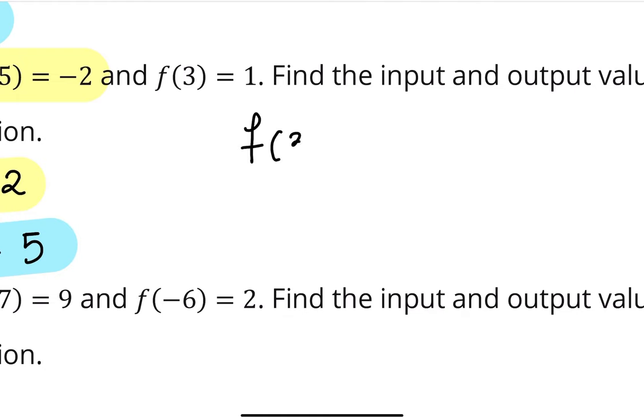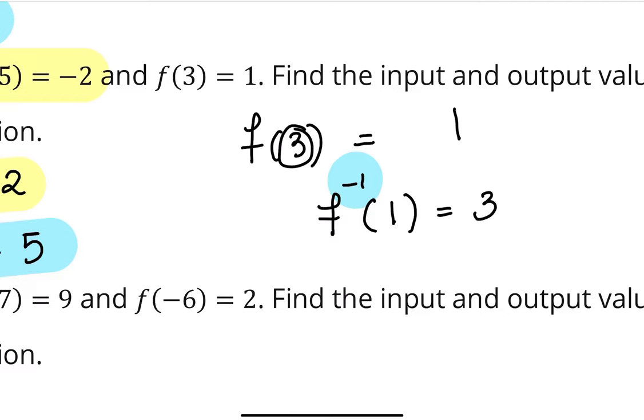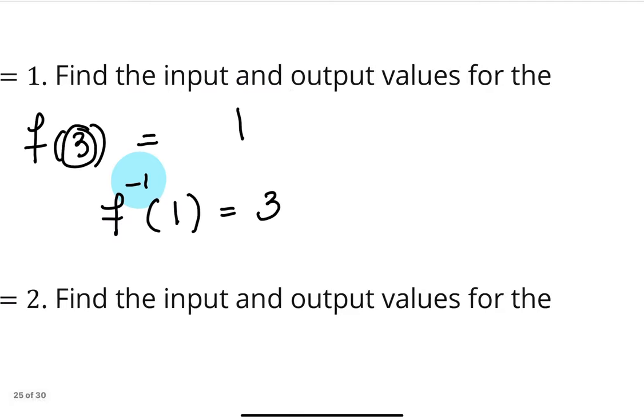f of 3 is 1. That means f inverse of 1 is 3. You write inverse as negative 1 in the exponent. So what is f inverse of 1? 3. Fair enough?